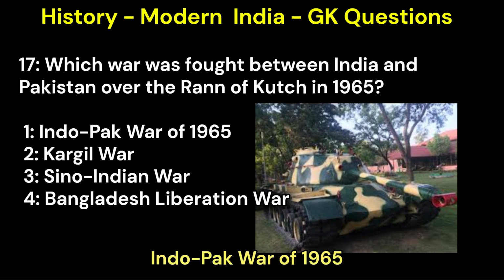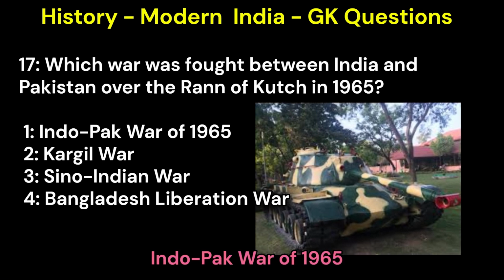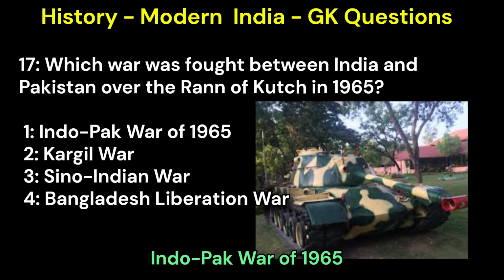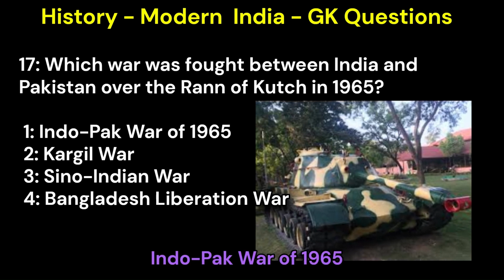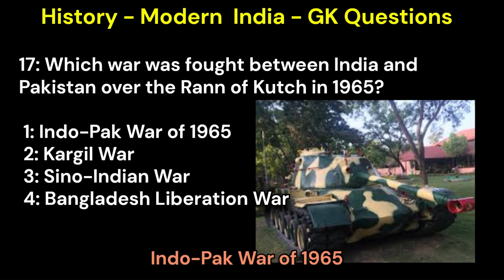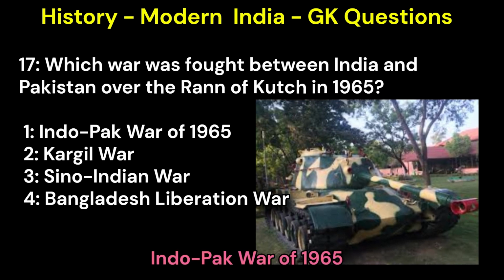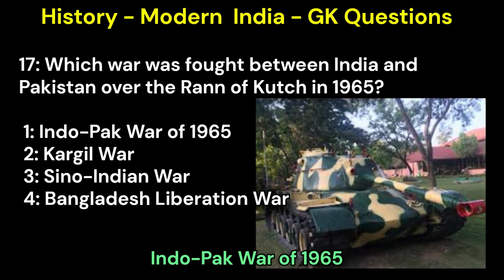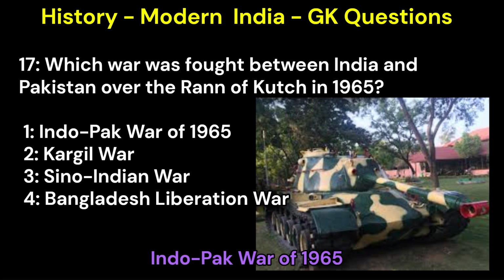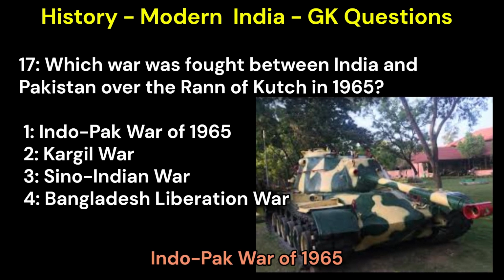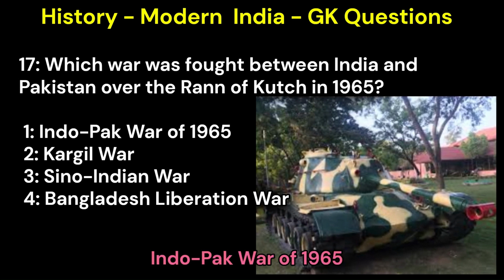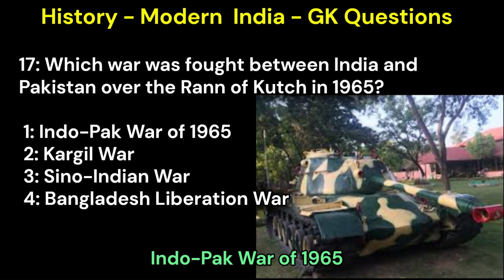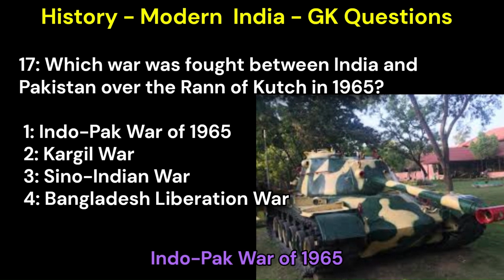Explanation: The Indo-Pak War of 1965 began with skirmishes in the Rann of Kutch in April and escalated into a full-scale war in August to September. Pakistan's Operation Gibraltar aimed to infiltrate Kashmir, prompting India's counteroffensive. The war ended with the Tashkent Agreement on 10th January 1966, mediated by the Soviet Union. Over 3,000 Indian and 3,800 Pakistani soldiers died, with no significant territorial gains, highlighting the ongoing Kashmir dispute.